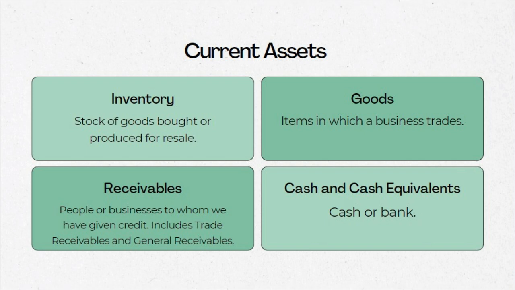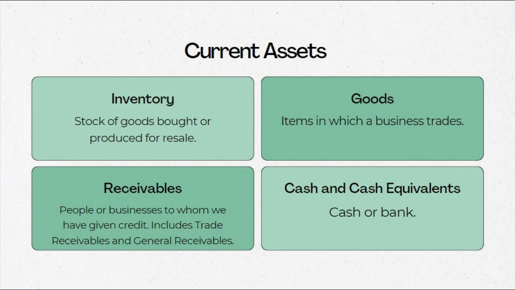So now let's move on to some examples of current assets. They include inventory, goods, receivables, and cash equivalents. Now the inventory is the stock of goods bought or produced for resale. Then what are goods? Goods are the items in which a business trades.